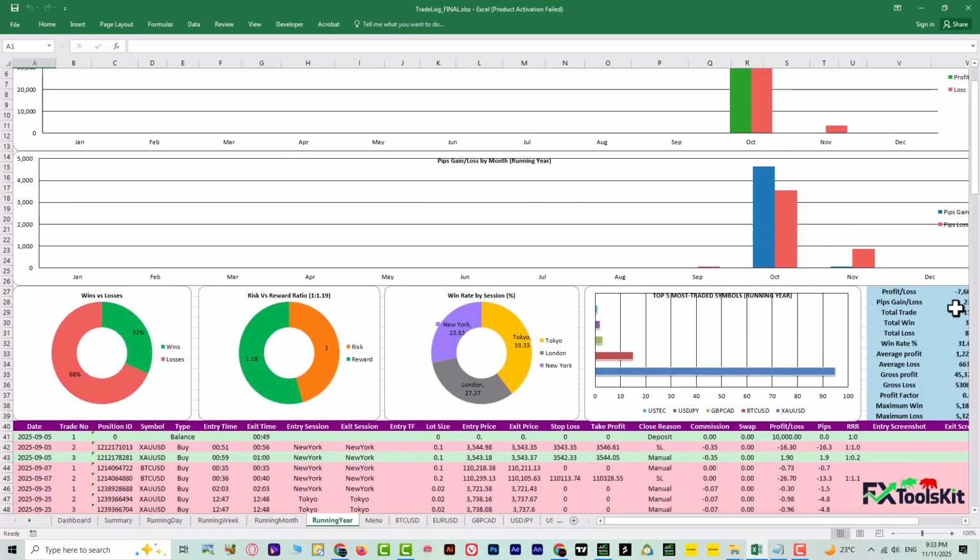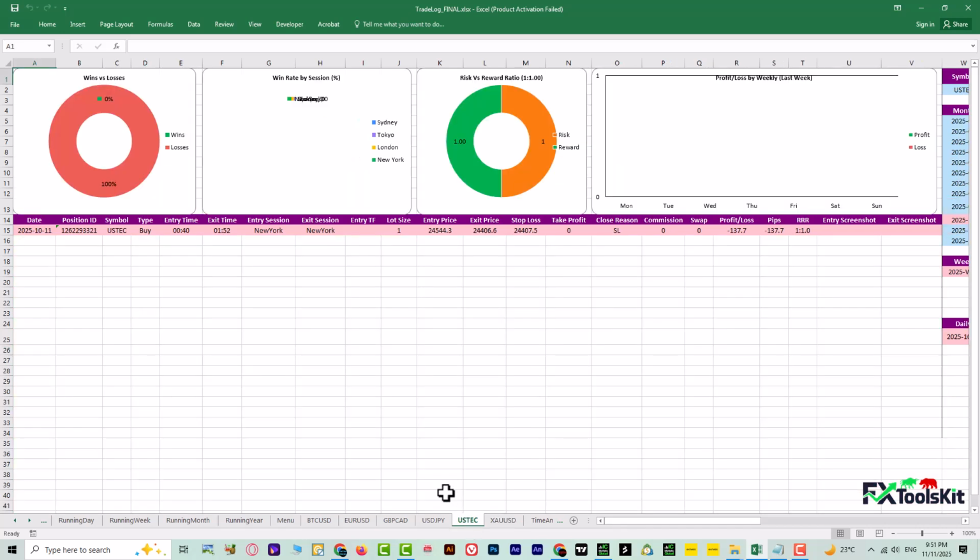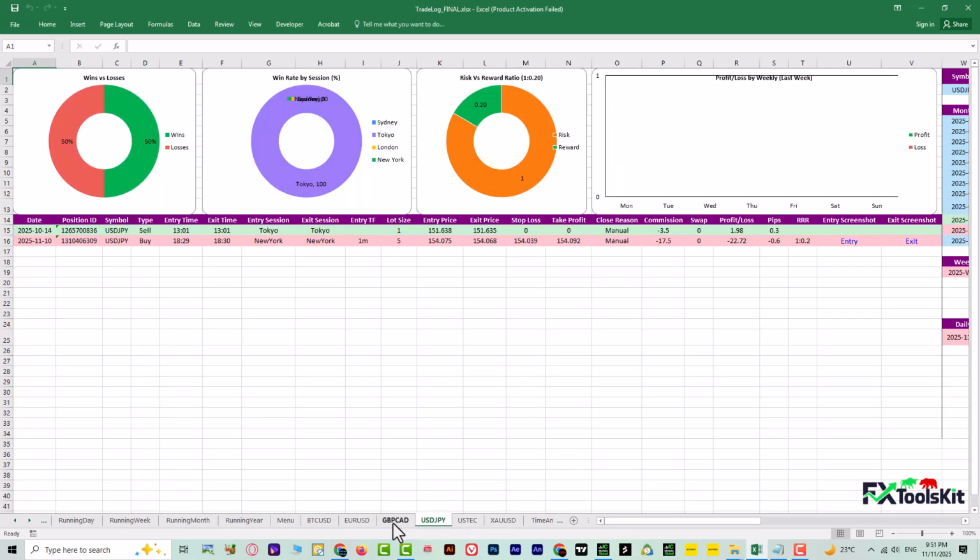Let's move to the each pair sheet. In the each pair sheet, it's exactly like the other sheets we discussed earlier, but here it shows all the information based on each symbol. Also, all the information is shown based on running year trades. So you can see it's showing my gold trades in detail. That means you can check your specific symbol in detail. You see I'm switching to another symbol, where it shows each symbol in detail.